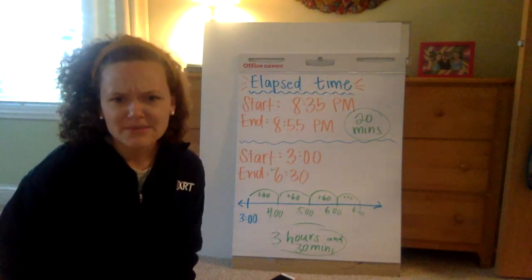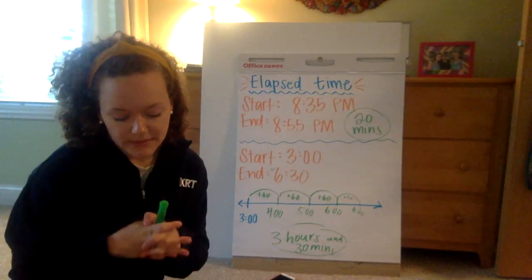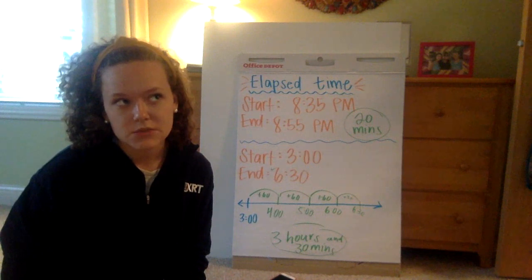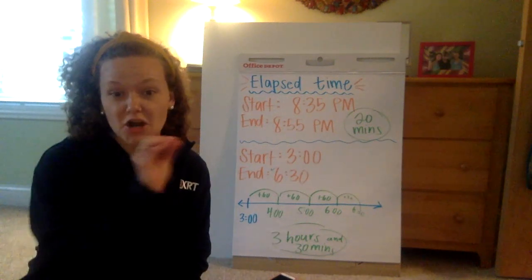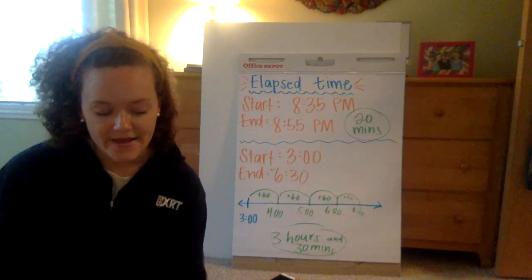You're probably like, okay, Miss O'Neill, I think we get that. So let's move on to one that's a little bit more complicated in the fact that we need to do numbers that aren't exactly on 5, 10, 15, 20. So let's try another one.